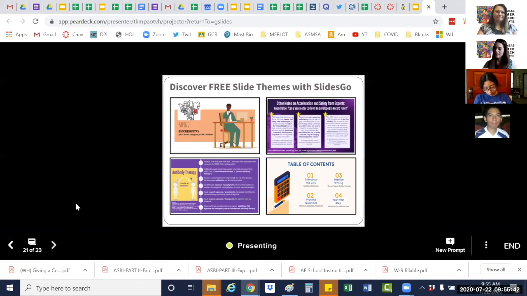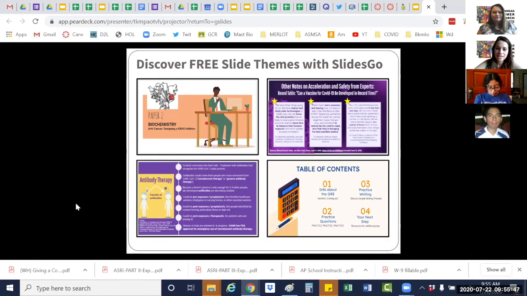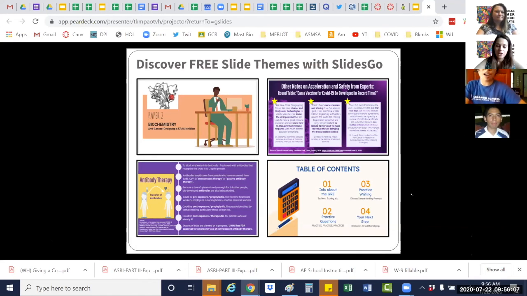So I want to tell you guys about something really, really cool. This is called slidesgo.com. There are various websites, and this is one of them, where you can get free slide themes online that you can download and that you can use for free as long as you attribute them in your acknowledgement slides. And so I really encourage you guys to go to slidesgo.com.